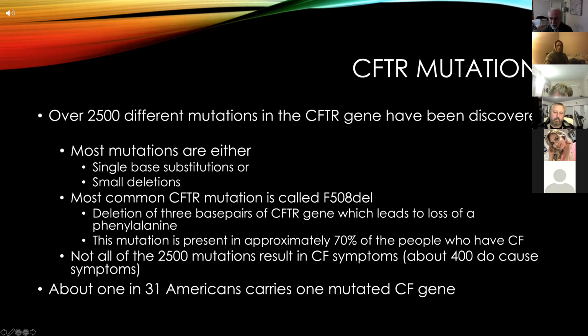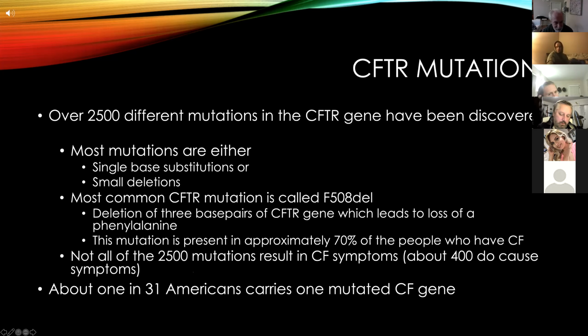Okay, let's talk more about CFTR mutations. Over 2,500 are known in this one gene alone. Most of them are single base substitutions or deletions. The most common mutation is called F508del. That means that the phenylalanine residue at position 508 is deleted. This mutation is present in about 70% of the people who have the disease.